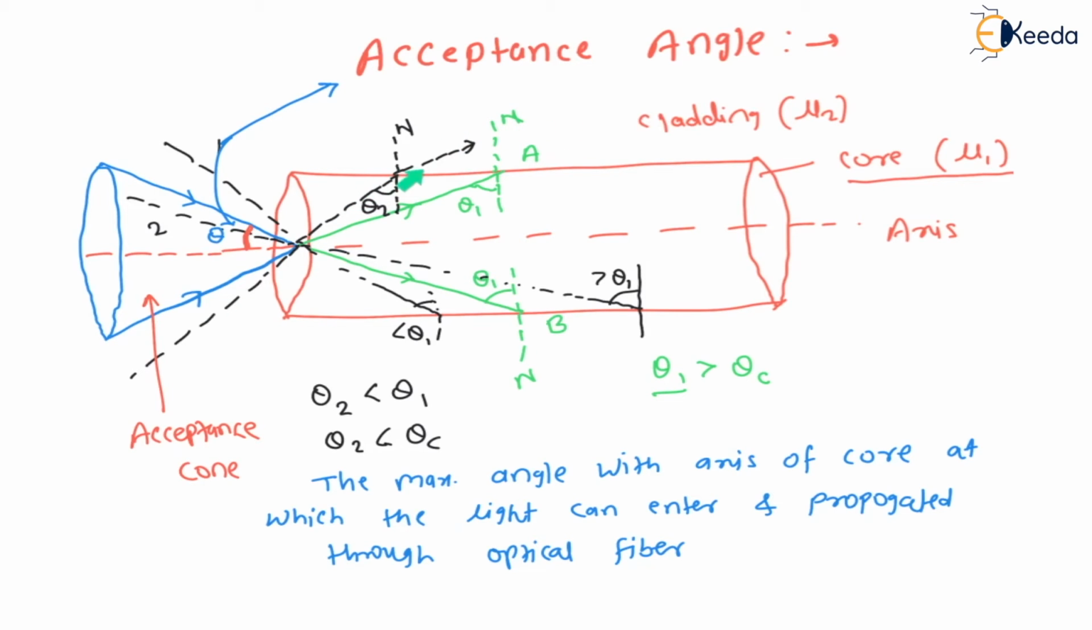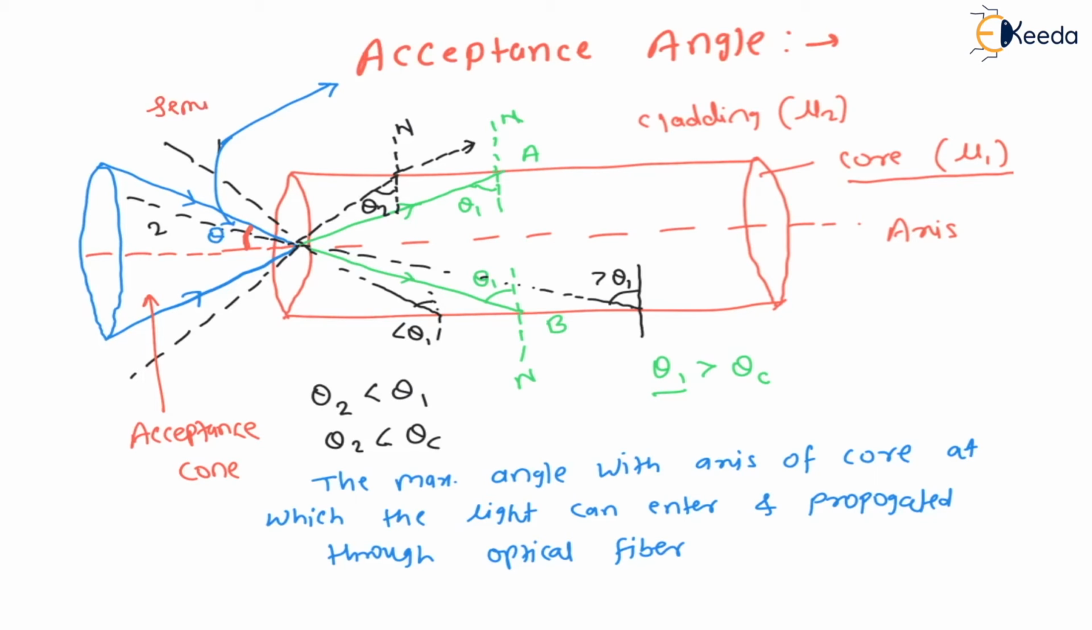It will not be able to propagate through this particular optical fiber anymore. So that's why here I mentioned the maximum angle with axis of core at which the light can enter as well as it can propagate through the optical fiber. That particular angle is called the acceptance angle, or sometimes we call it the semi-conical angle.